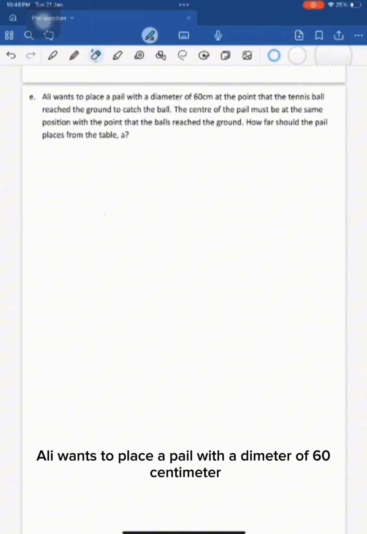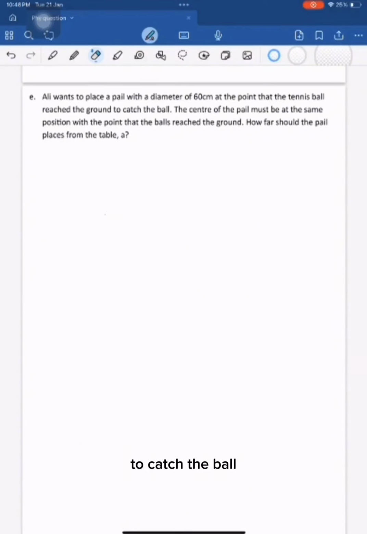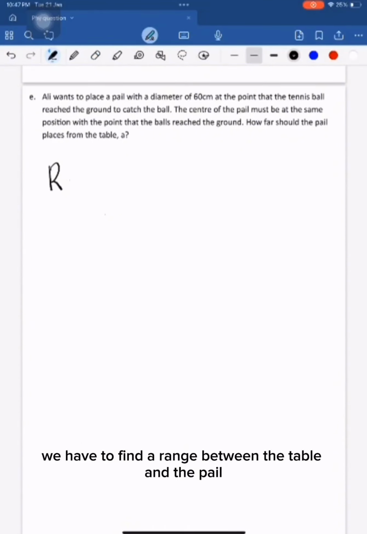Ali wants to place a pail with a diameter of 60 cm at the point that the tennis ball reached the ground to catch the ball. The center of the pail must be at the same position as the point where the ball reaches the ground. How far should the pail be placed from table A? To solve this question, we have to find the range between the table and the pail.